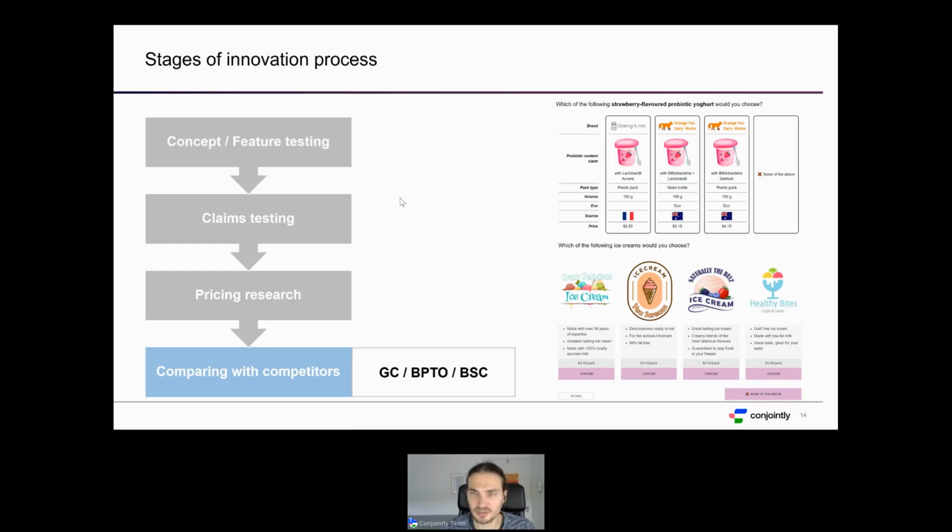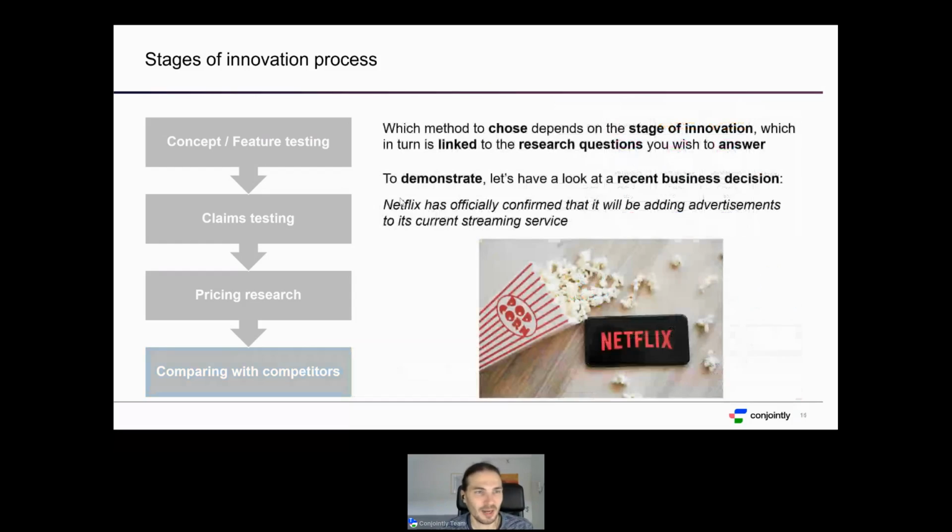So those are the stages of innovation, and I now want to bring it a bit more to life by talking about Netflix. Now, the reason I chose Netflix is they're making a decision that could be very interesting for market research. Now, this is just me having fun and being a teacher and trying to figure things out. This is not paid for by Netflix or anything like that, so there's no advertisement linked here.